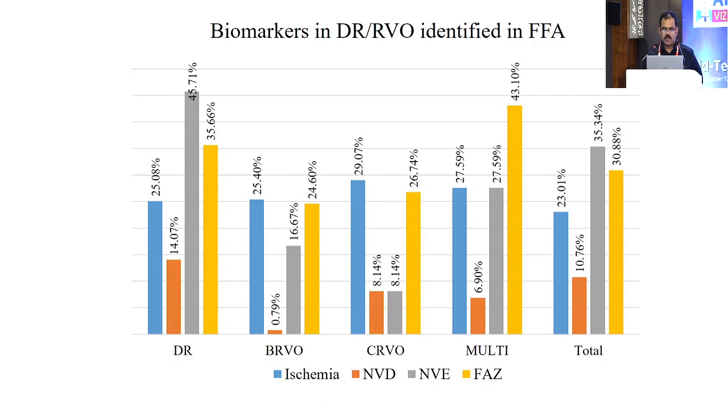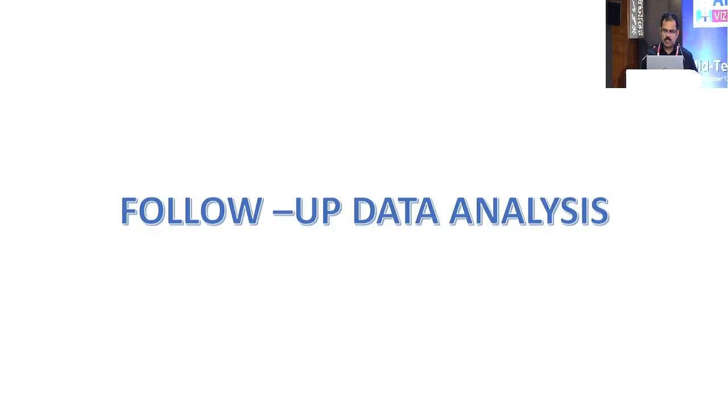These are center-wise distributions. In diabetic retinopathy and in RVO, there was ischemia in about 25% of people in diabetic retinopathy, but in CRVO the numbers were fairly higher. And NVD was seen in about 14% of patients in DR versus 8.14% in CRVO. Now let us look at the follow-up data.